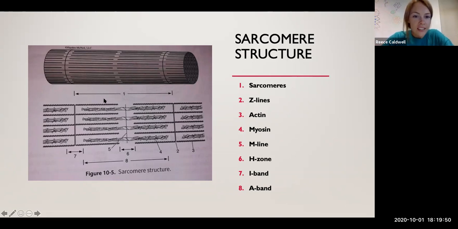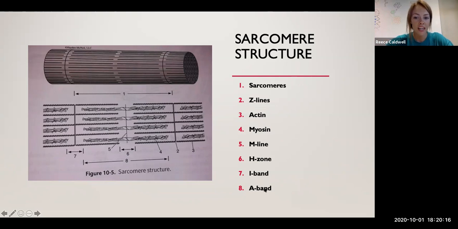And anchoring these two filaments are these lines called the Z line right here and the M line right here. The M line is the middle of the sarcomere. You can see it right there. That's the M line. And the Z line is where the actin anchors. And it's also where each sarcomere kind of becomes its own. And I'm going to draw this in a diagram that'll help.